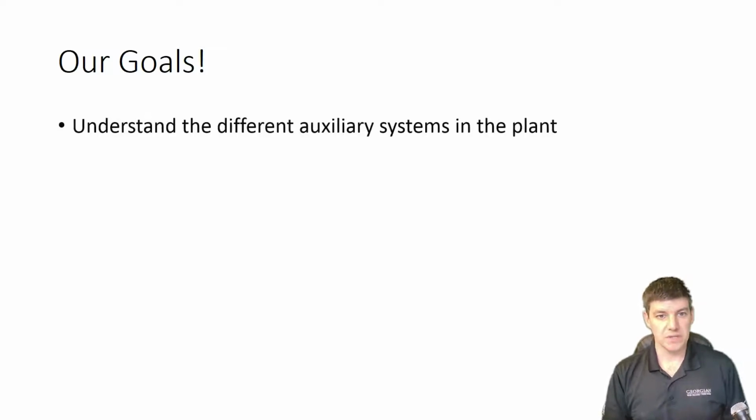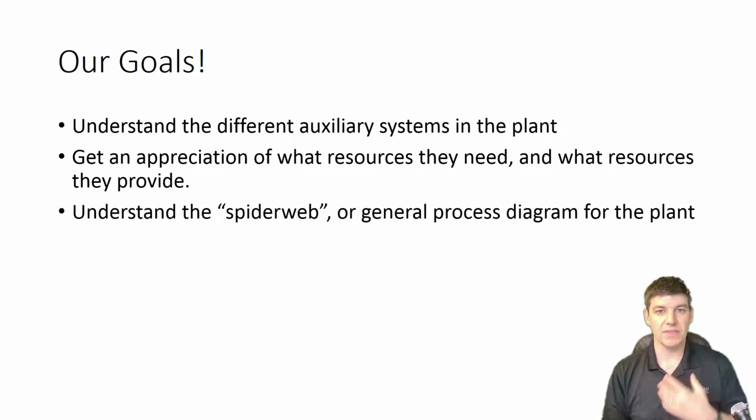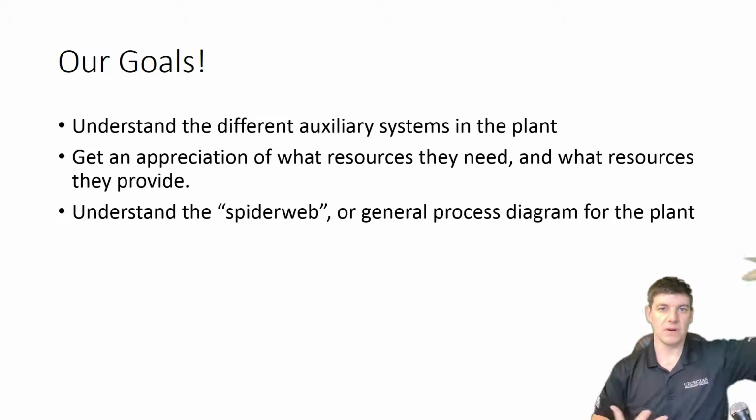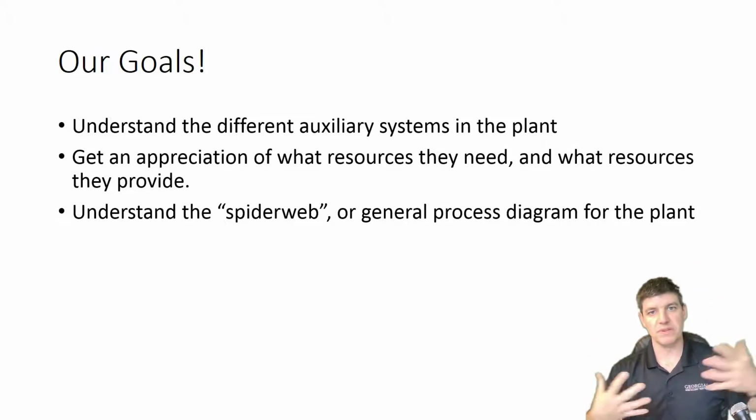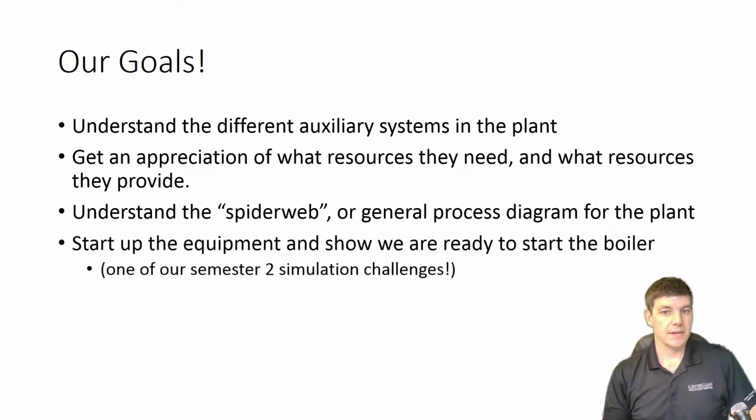And so we came up with the goals that we were going to work towards last week, which is that we wanted to understand a bunch of these different systems in the plant and figure out what resources they require and what they provide. We're going to continue with that to understand what that spidered web arrangement of resource sharing within the plant looks like. And eventually we hope to be able to start the boiler, which is one of our goals for next semester.